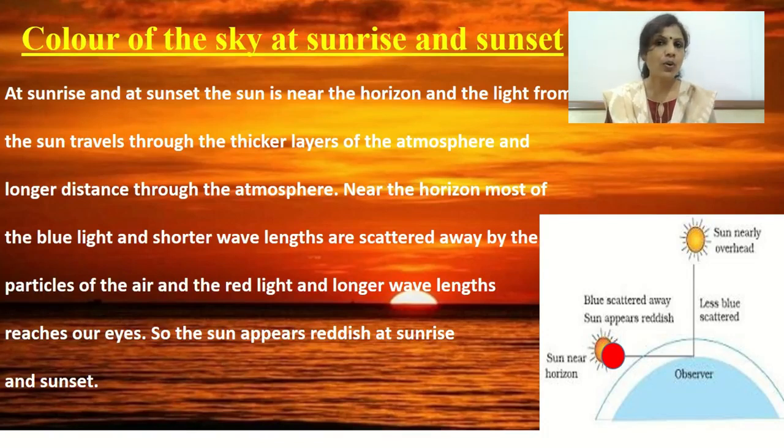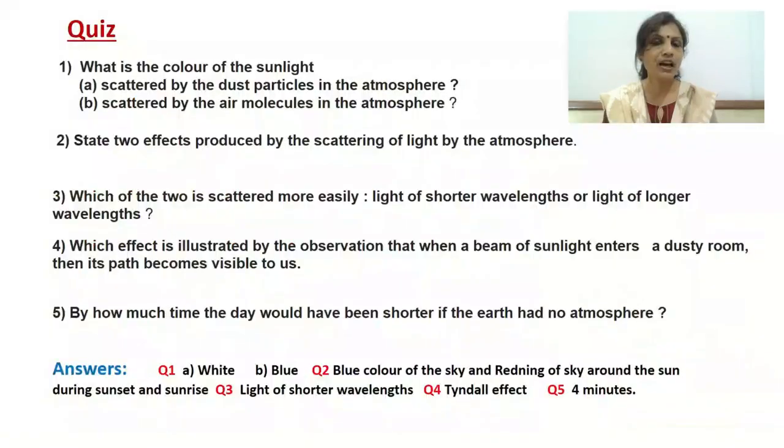So let's have a quick quiz on today's topic. I will read some questions for you. Please be ready with a pencil and a book. You just have to write the answers in the notebook, and towards the end you have to tally your answers. So your first question is, what is the color of the sunlight which is scattered by the dust particles in the atmosphere? So you just have to write the color of the light, right? Then the second question is, what is the color of the sunlight which is scattered by the air molecules in the atmosphere?